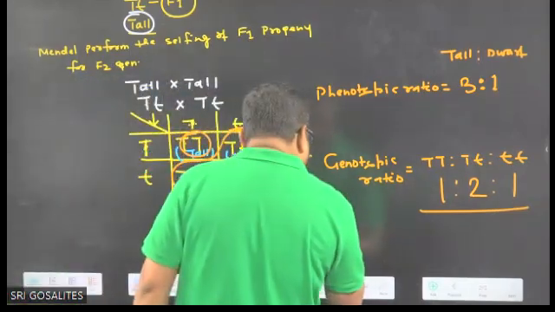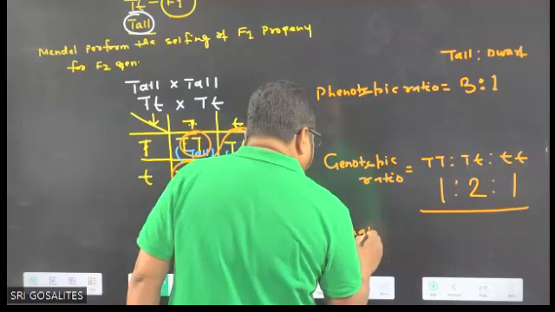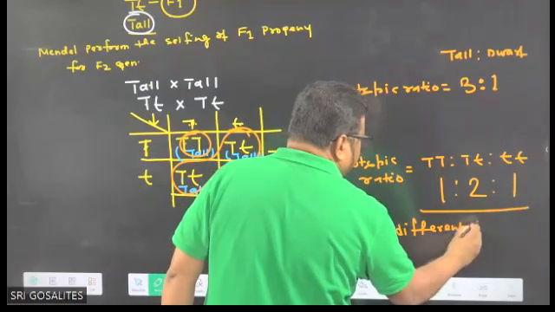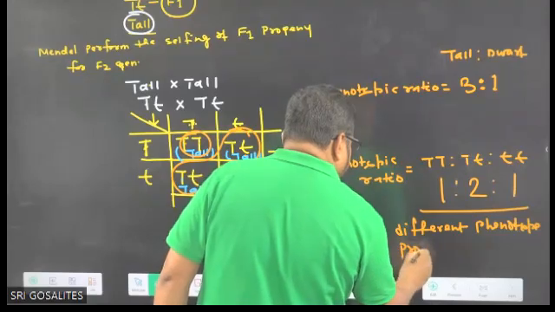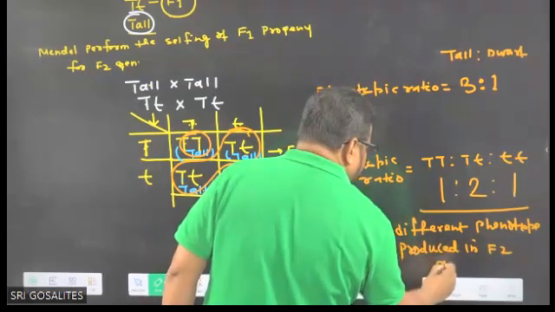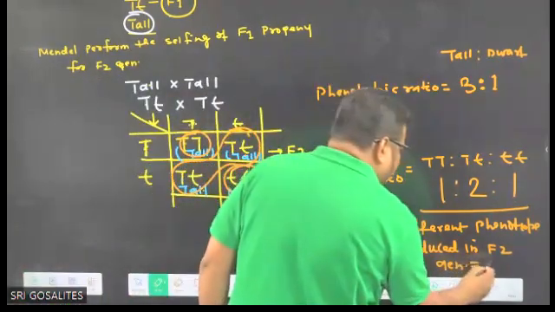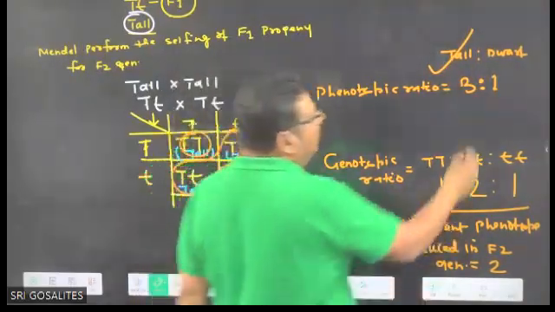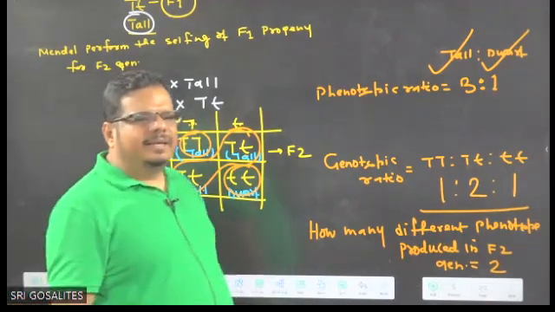How many different phenotypes are produced in the F2 generation of a monohybrid cross? Tell me. 2 different phenotypes. Very good. One phenotype is what? Tall. Another phenotype is what? Dwarf. Getting the idea? Understanding the idea? Is it clear in the mind?